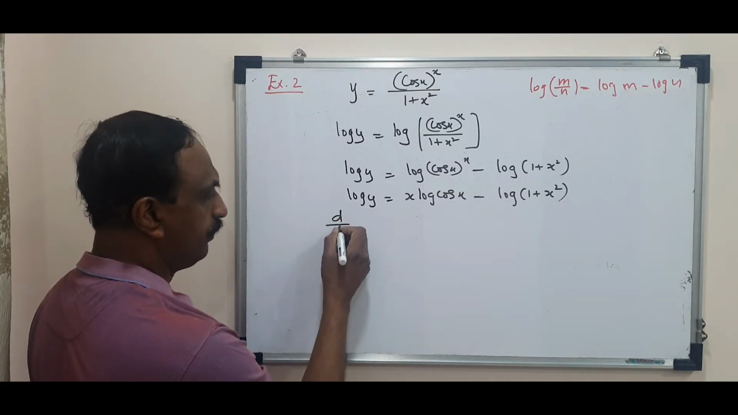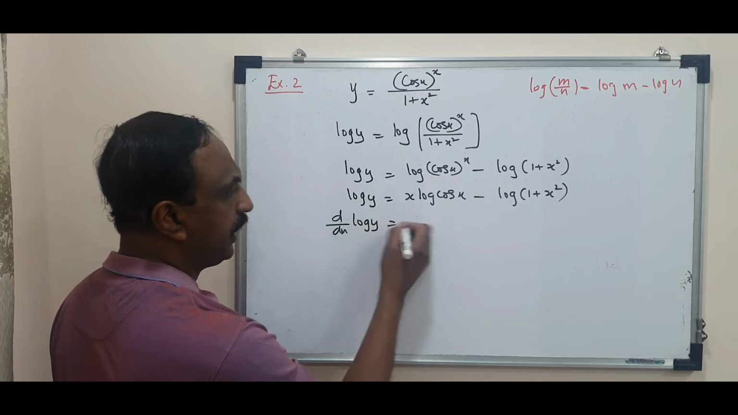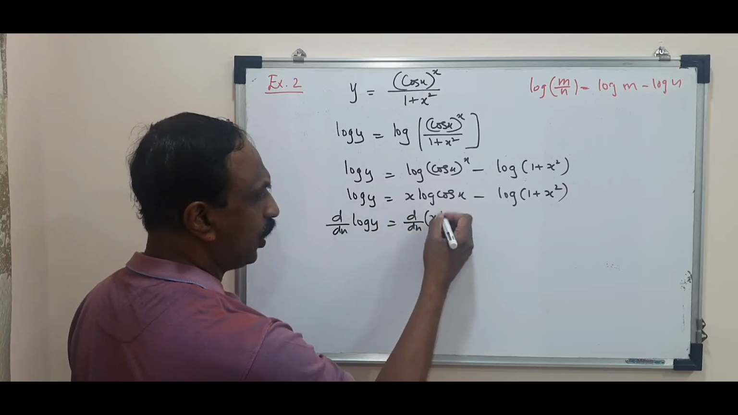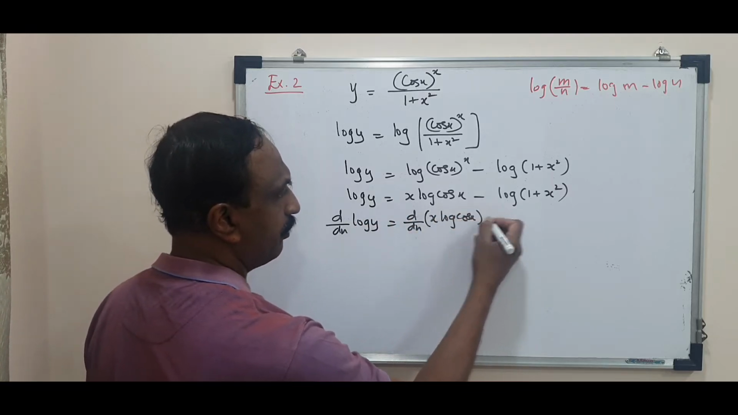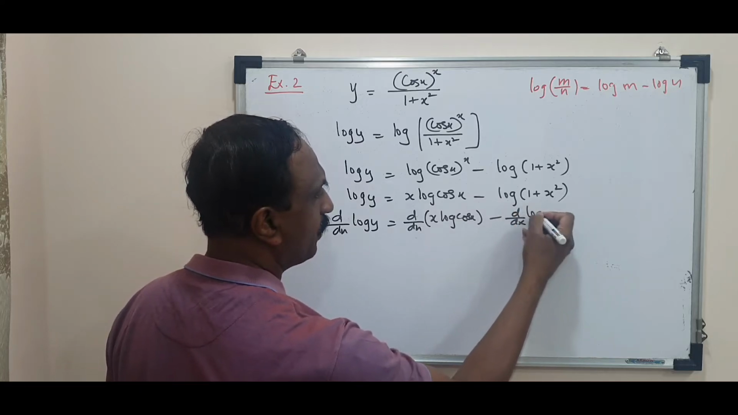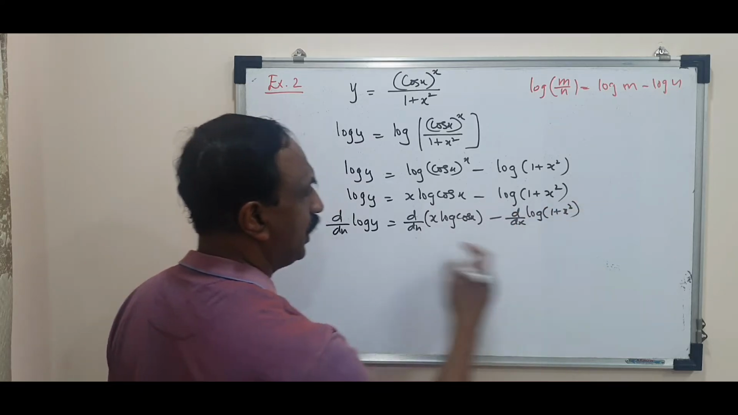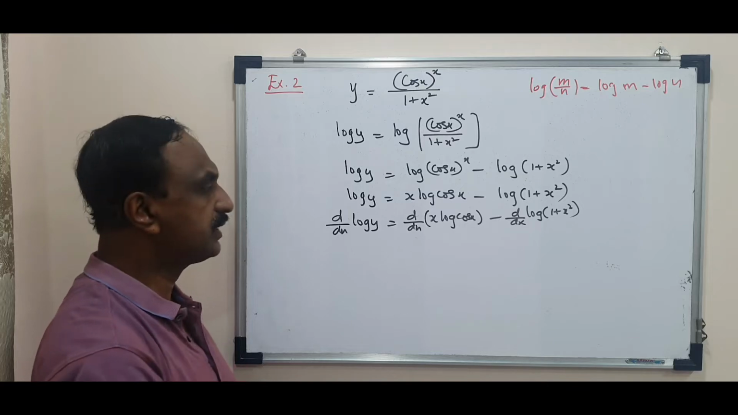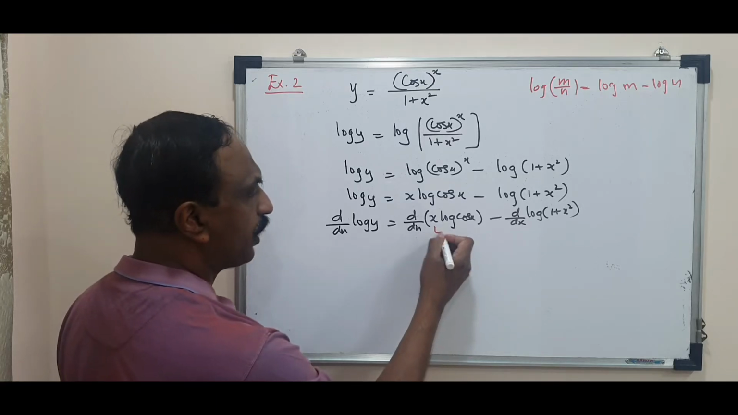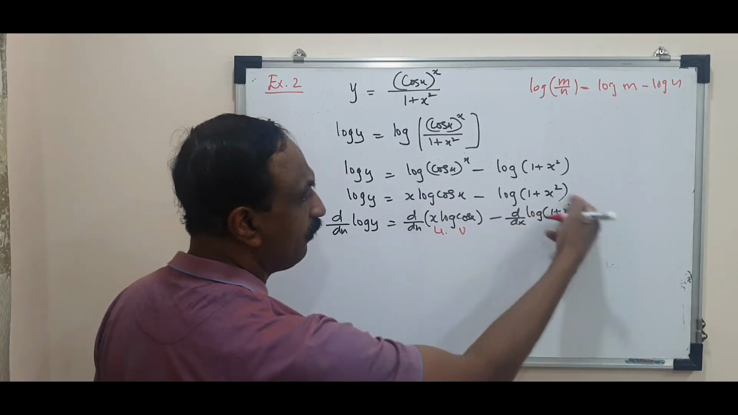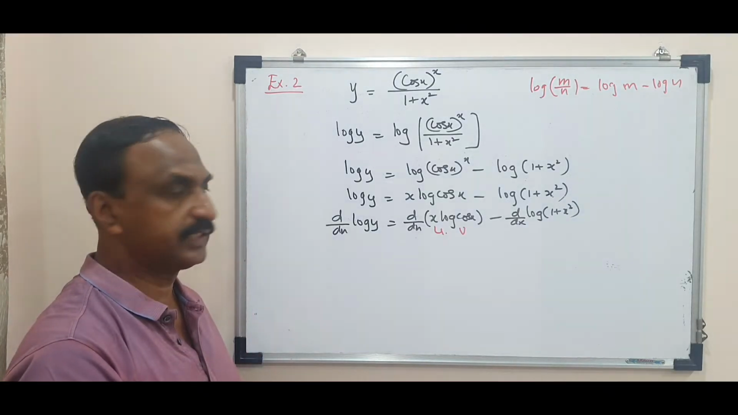So d by dx of log y is derivative of x log cos x minus derivative of log of 1 plus x squared. Here there are two functions. One is x, other is log cos x. So you will have to apply the product rule. Here there is only a single function. Log of 1 plus x squared is a single function.